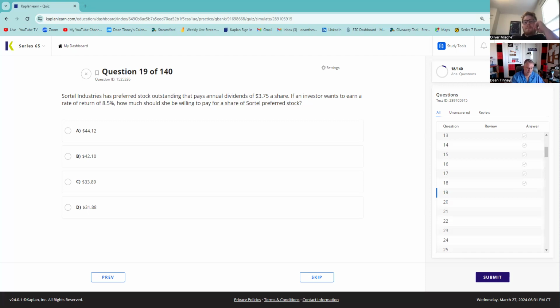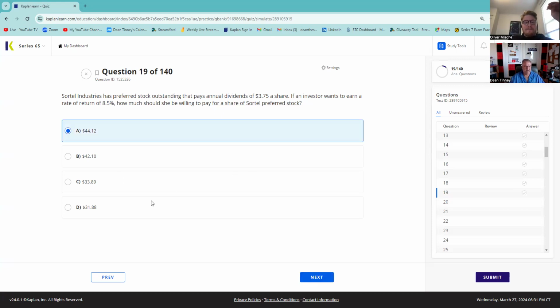Let's see if the math plays out. I get 8.5. Ding, ding, ding, ding. Yep, that's the right one. So it's just a different way of asking about current yield, which I think is kind of legit.